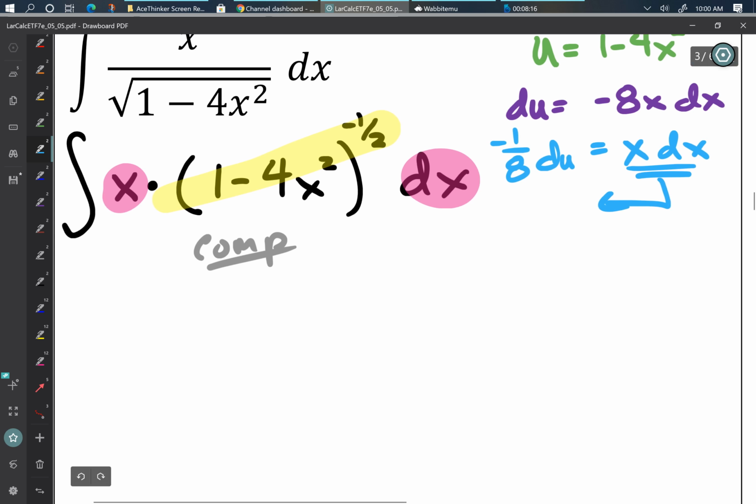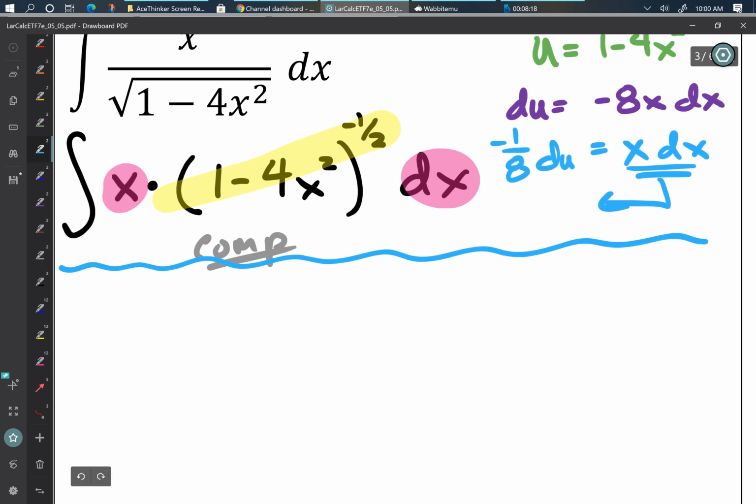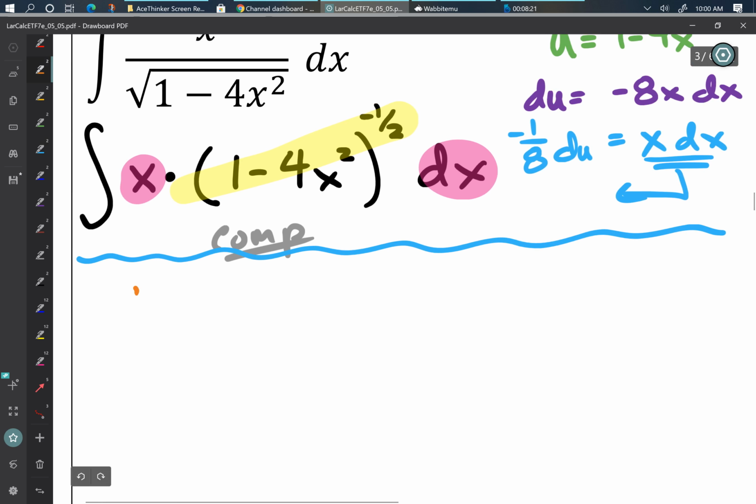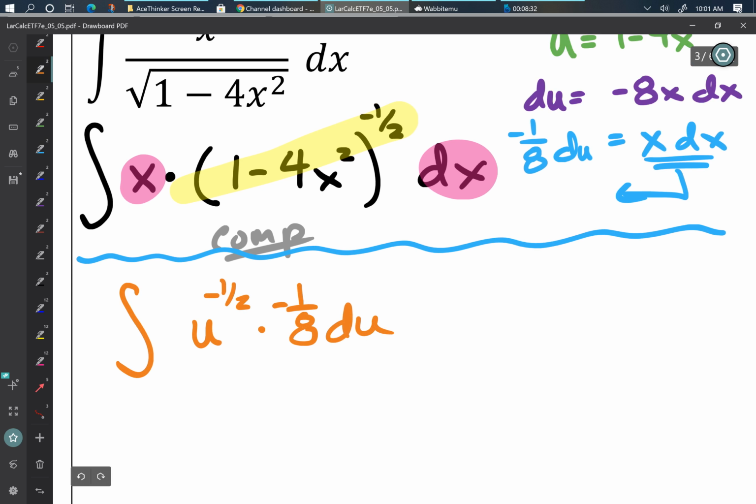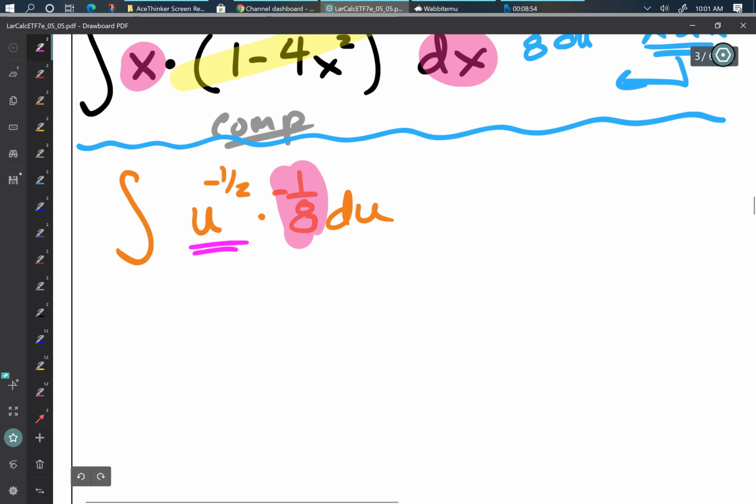Okay? So once I've identified everything, I will perform the substitution. My new integrand is now going to be the integral of u to the negative 1/2 times negative 1/8 du. Right? I'm not worried about this, just like I wasn't worried about that 4 a moment ago. It is just a coefficient. It'll just be in the answer. Other than that, the two things that are supposed to happen in composition happened. This is something that I can easily integrate, and all of the variables that used to be x's are now replaced with variables u. So I'll perform the integration.